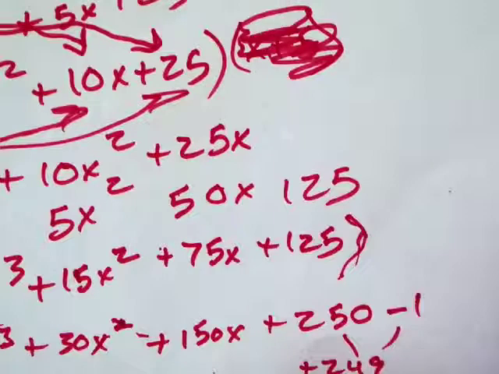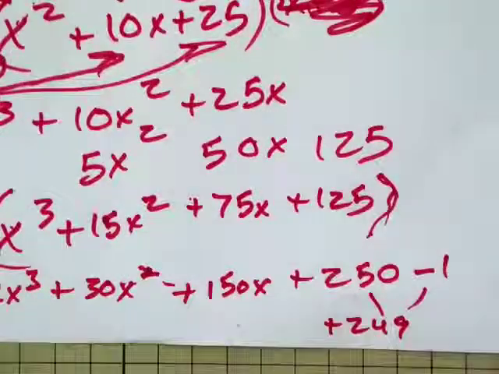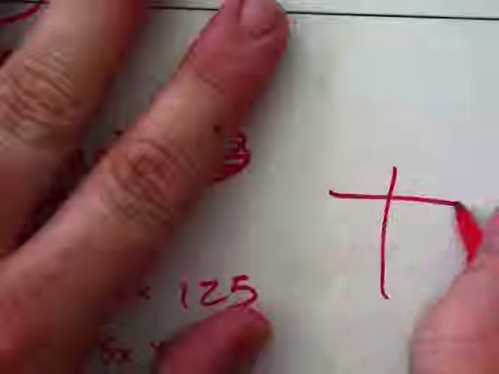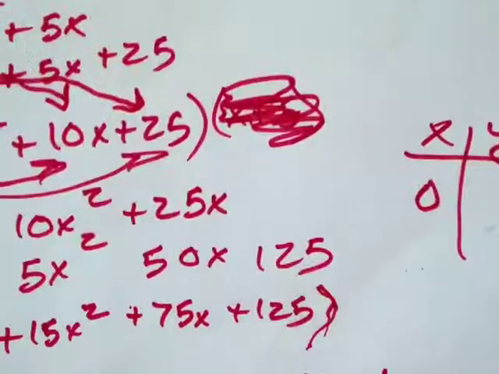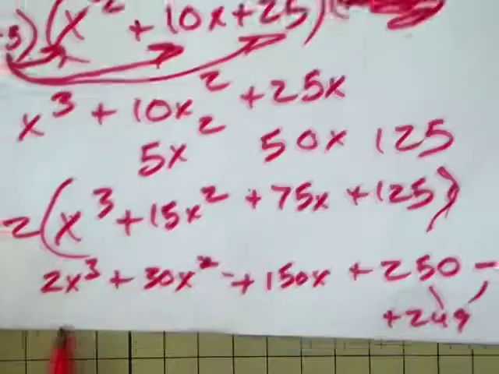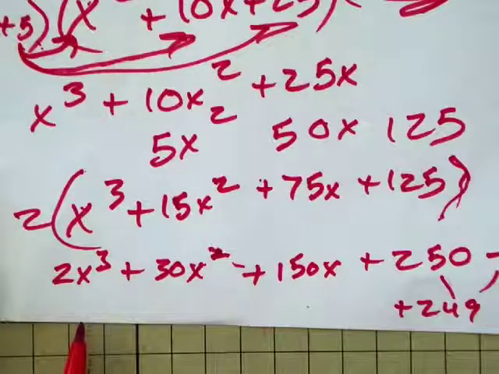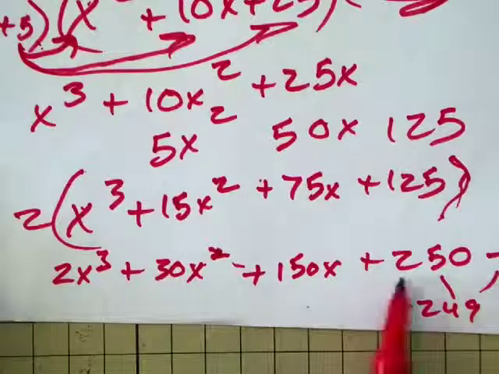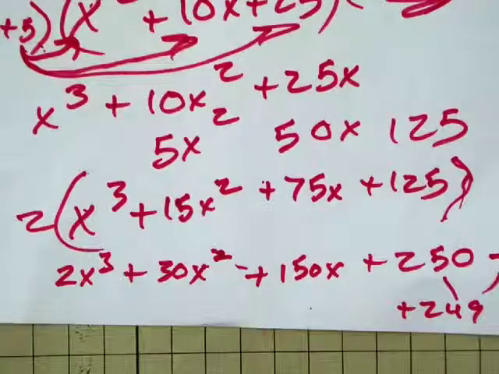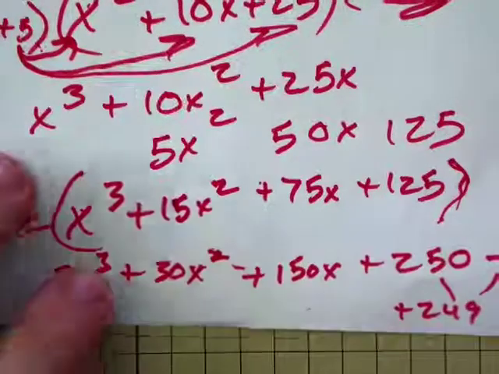Okay, so then you just go through like I've been showing you, do your t-chart, x, y, find out when x is 0, and then go from there. So when x is 0, it's going to look kind of like 0, 0, 0 plus 249. So when x is 0, it is way up at 249. Okay, that doesn't help us much.